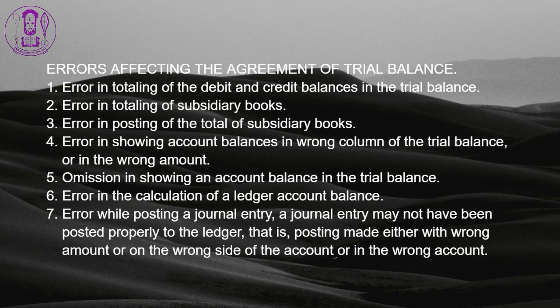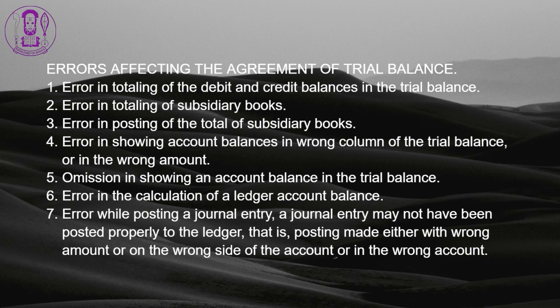Errors affecting the agreement of the trial balance. 1. Error in totaling the debit and credit balances in the trial balance. 2. Error in totaling of subsidiary books. 3. Error in posting of the total of subsidiary books. 4. Error in showing account balances in the wrong column of the trial balance, or in the wrong amount. 5. Omission in showing an account balance in the trial balance. 6. Error in the calculation of a ledger account balance. 7. Error while posting a journal entry.